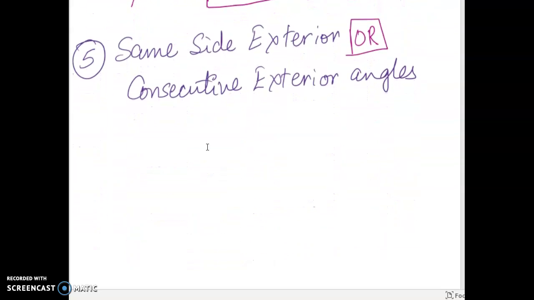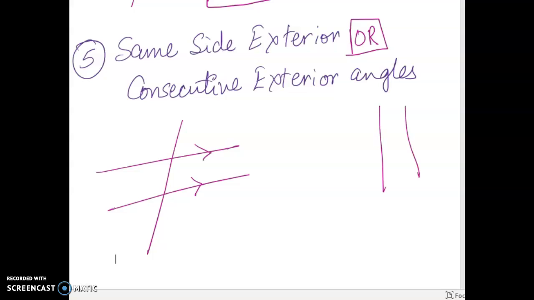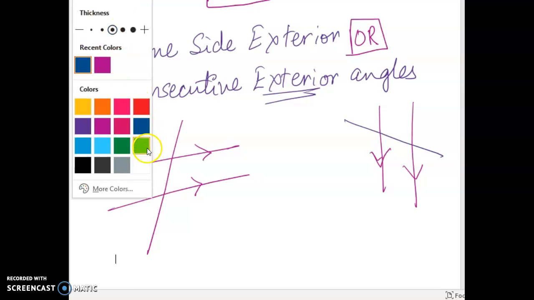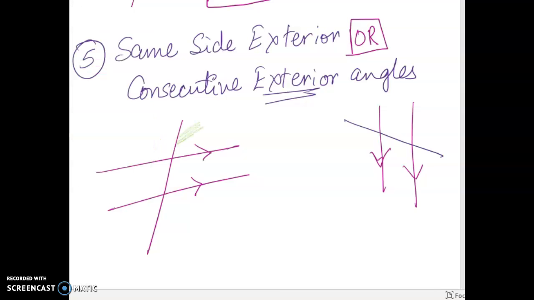The same thing will go with the consecutive exterior angles. Again, we have two sets of lines which are parallel to each other, and the lines could be parallel this way as well. Right? They are also parallel. So don't get confused with the orientation. Okay, so they are talking about the exterior. So if we talk about the exterior, that means we are talking about the exterior part, the same side exterior.